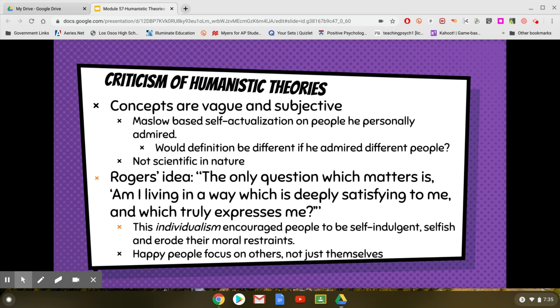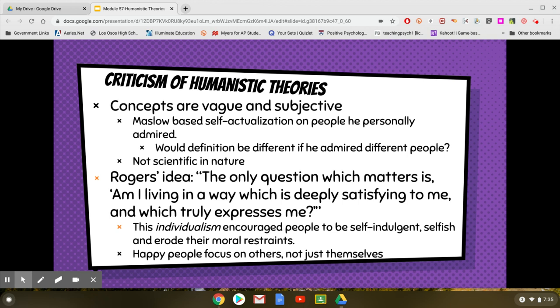However, hopefully by now in the course, you're always asking, great, is this reliable? Is it valid? So, some criticism of humanistic theories. One criticism is that the concepts related to it are both vague and subjective, meaning very much open to opinion. One example is that Maslow based his idea of self-actualization and his hierarchy of needs on people he personally admired. Think of Gandhi as someone he thought of as self-actualized. So the question is, would the definition of self-actualization be different if maybe he admired different people?